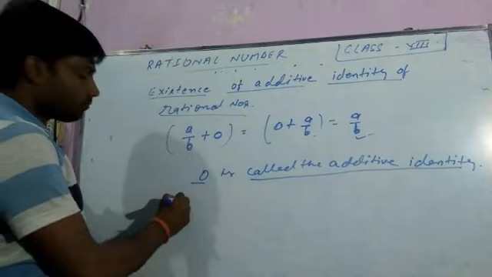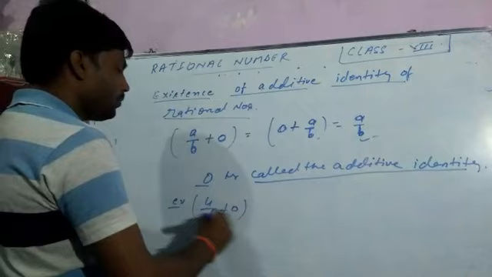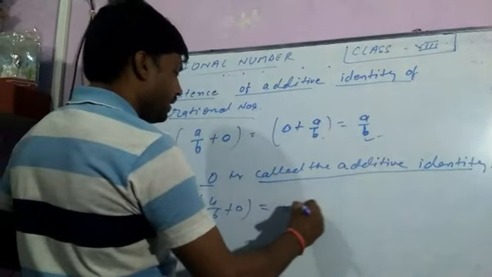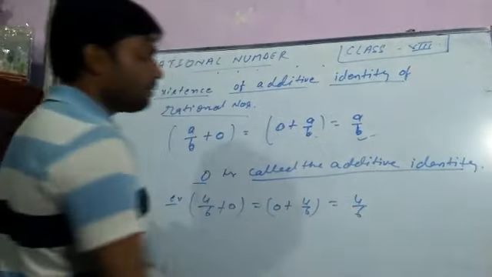Example. 4/6 plus 0 equal to what? 0 plus 4/6. In both cases we get the result 4/6.